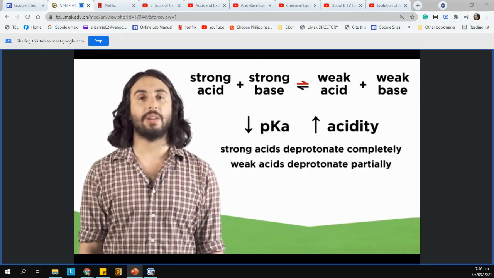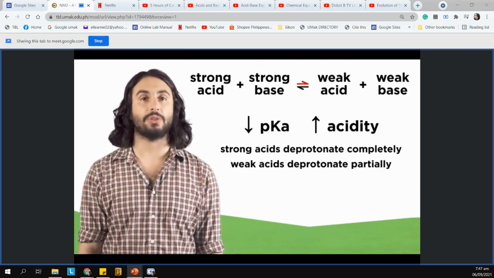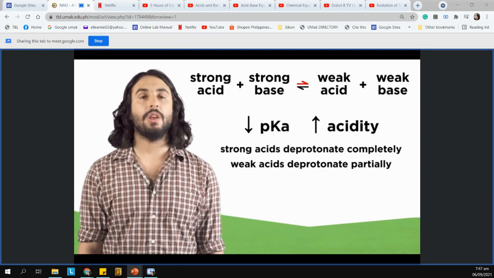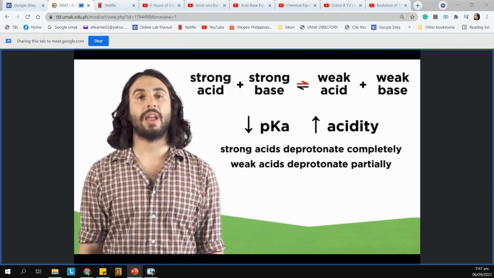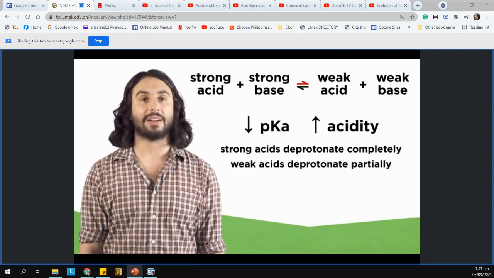Strong acids deprotonate completely, transferring every acidic proton to molecules of solvent or other things in solution. Weak acids only deprotonate partially, generating some of the conjugate acid, but won't react completely. The weaker they are, the less completely they will react.